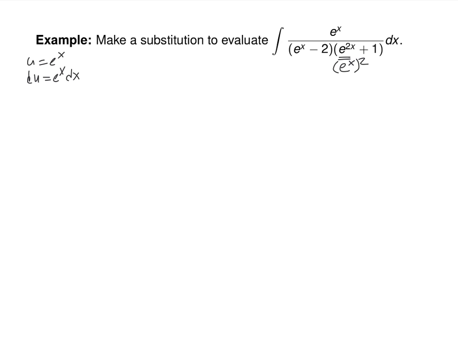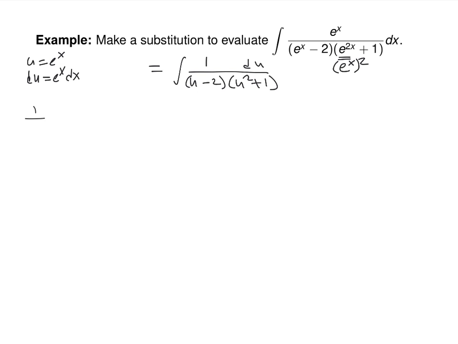And our integral becomes the integral of 1 du over u minus 2 times u squared plus 1. So it's another example of one of those irreducible quadratics. The u squared plus 1 is an irreducible quadratic. Okay. All right, let's break this down into its partial fraction decomposition.